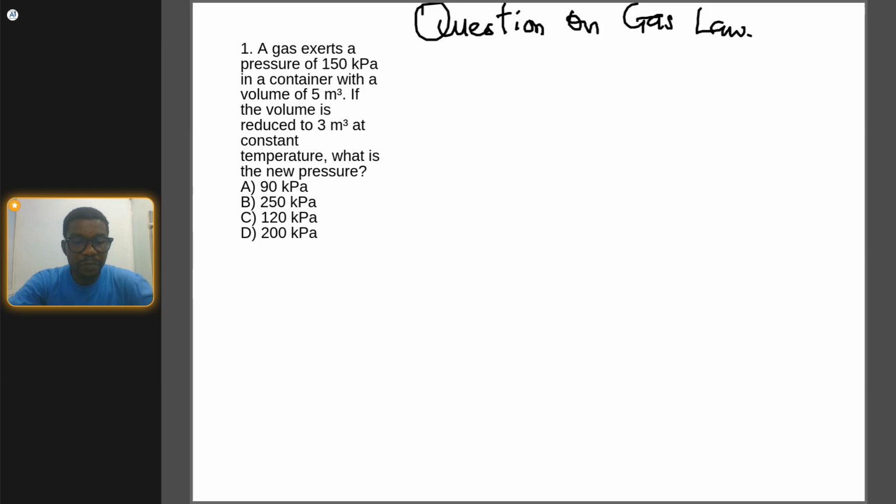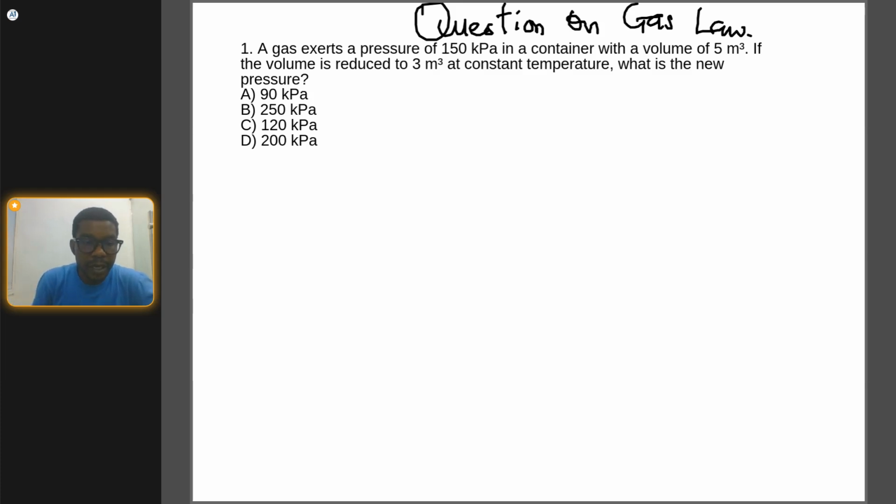A gas exerts a pressure of 150 kilopascal in a container with volume 5 meter cube. If the volume is reduced to 3 meter cube at constant temperature, what is the new pressure?